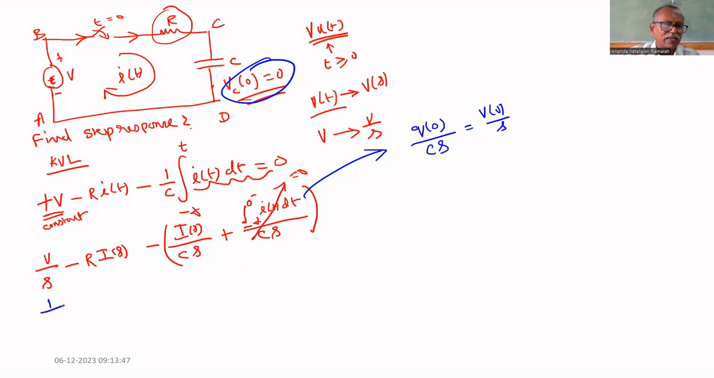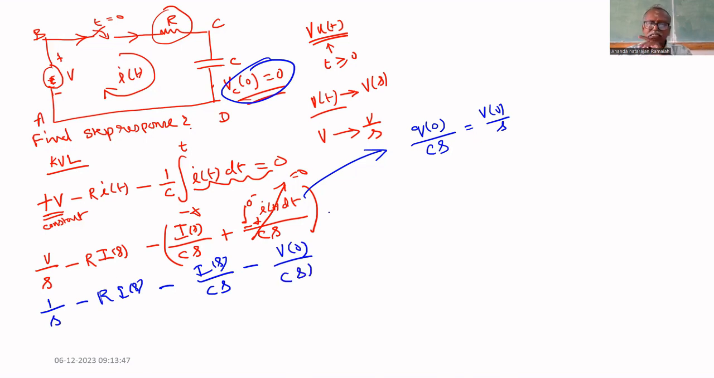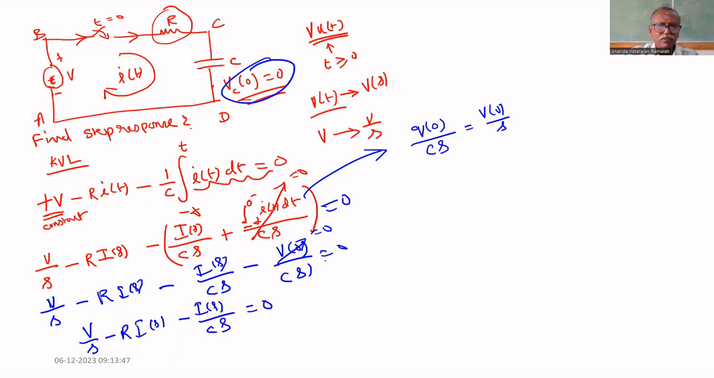So you can write it like this: V of S minus R I of S minus I of S divided by CS minus V of 0 divided by CS. But V of 0 is 0, it is given. Initial charge in the capacitor is 0. That's why we can say this is equal to 0. So what is the remaining? V of S minus R I of S minus I of S divided by CS equal to 0.